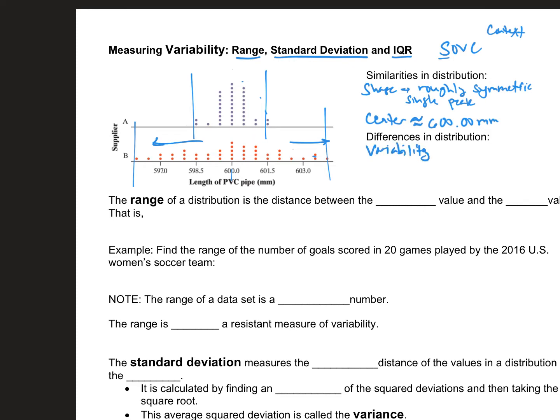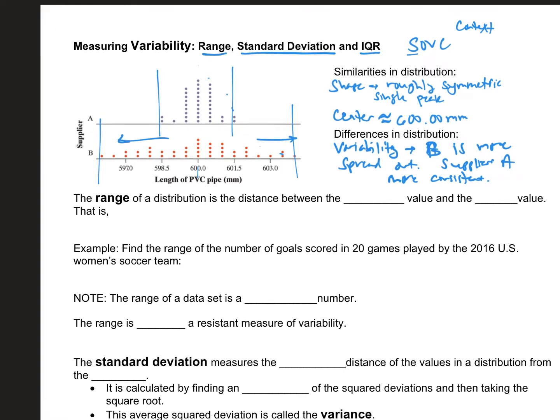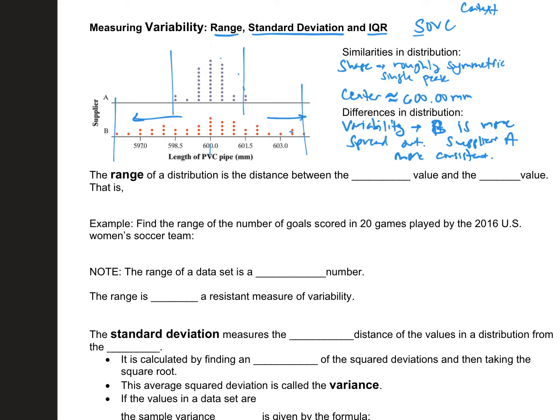Let's say sample B, or supplier B, is more spread out, and supplier A seems to be more consistent in the length of their PVC pipe. And then any outliers, there's really no outliers, so we could probably say that's a similarity, is that they don't have any outliers, but we don't need to worry about that right now.